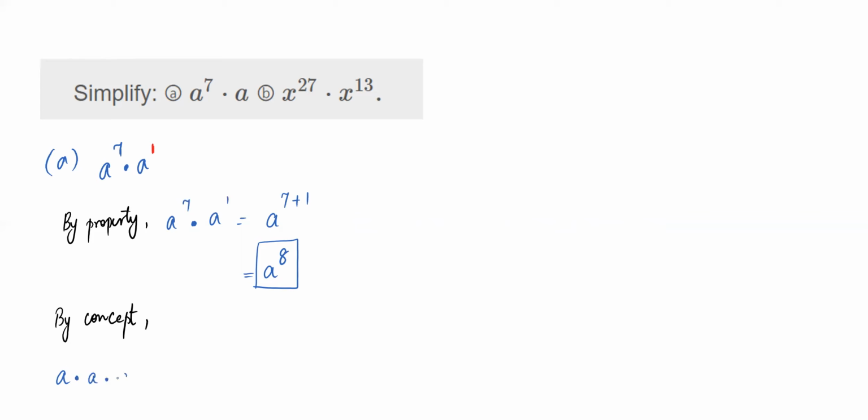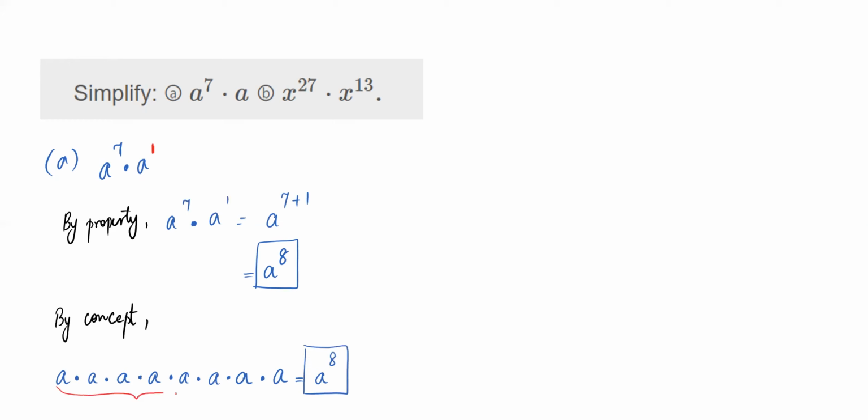1, 2, 3, 4, 5, 6, 7. I multiplied a 7 times the other a, right? Now count how many a's we have. 1, 2, 3, 4, 5, 6, 7, 8. If I were to simplify this again, this would be a power 8, which is what we got as the answer. So the concept is still the same.